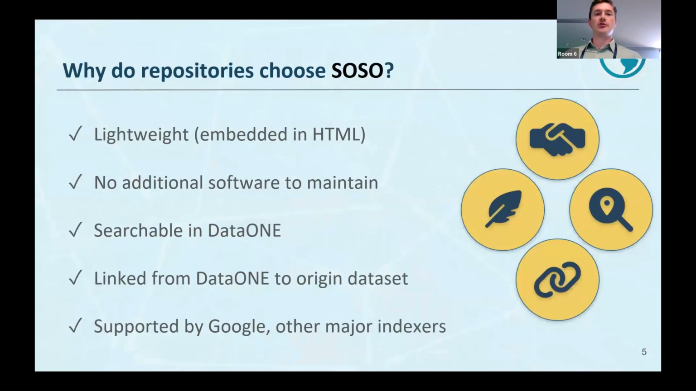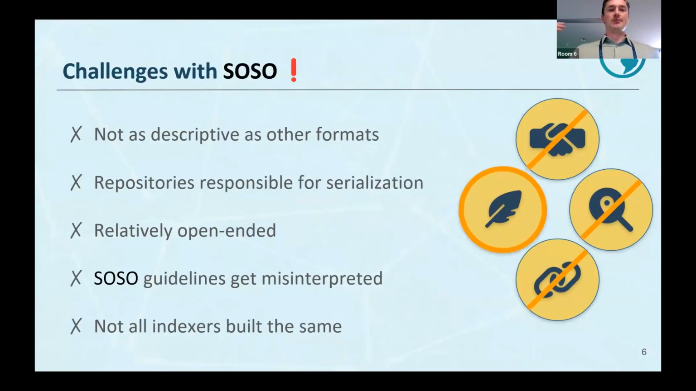Why do repositories choose science on schema.org? It's lightweight. There's no additional software to maintain. It ends up being searchable in a bunch of indexers. It's linked from DataONE to the original dataset, and it's, as I said, supported by other indexers.